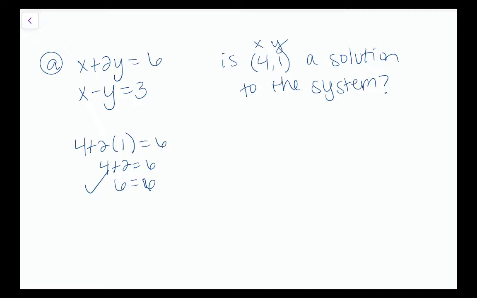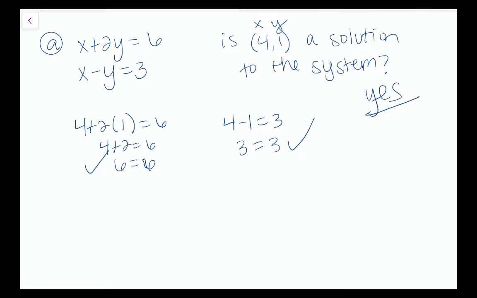Now we're going to do it for the second one. 4 minus 1 equals 3. 3 equals 3. So yes, this is a solution to the system of equations because when you plug in that ordered pair, it makes both of the equations true. Now we're going to graph this and see what it looks like on a graph.